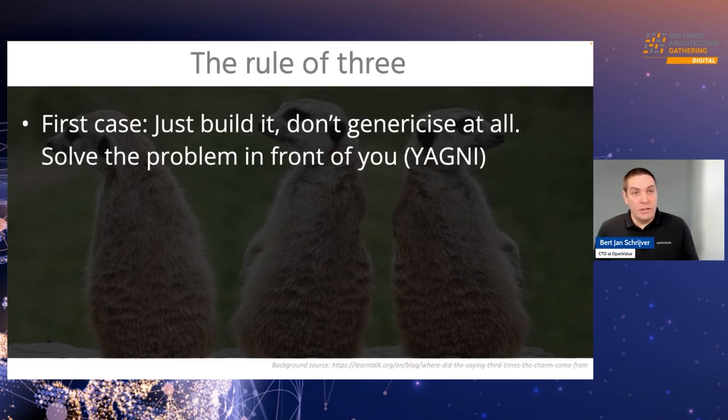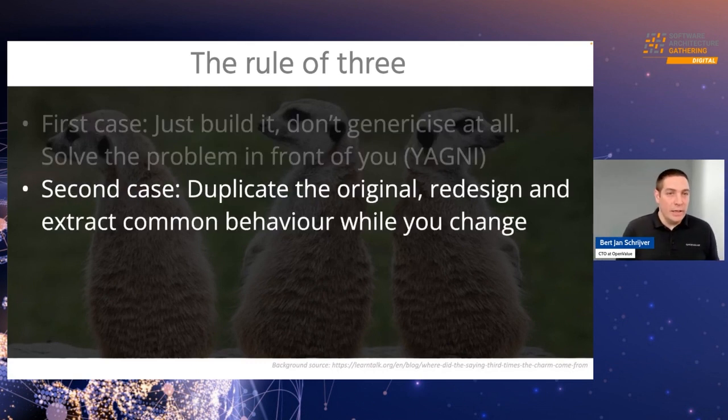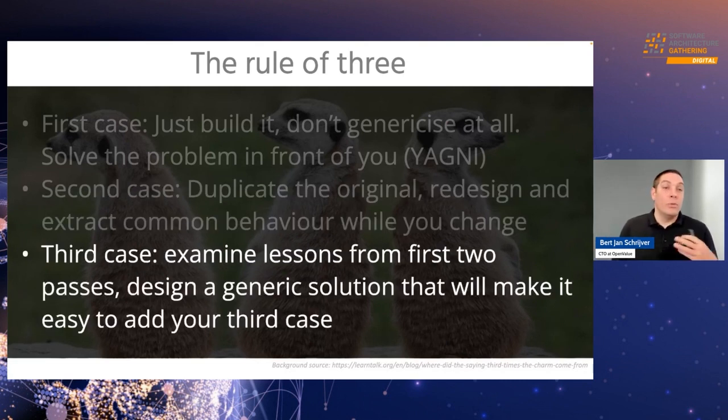So the first case of a problem, you just build it. Don't genericize at all. Solve the problem in front of you. You ain't gonna need it yet. The second case, duplicate the original, redesign it a little, and extract some common behavior while you change. Think about what is common about these use cases, and what is not. Once the 3rd case comes in, look at the lessons from the first 2 implementations, and then design a generic solution based on the first 2 that will make it easy to add your 3rd case.